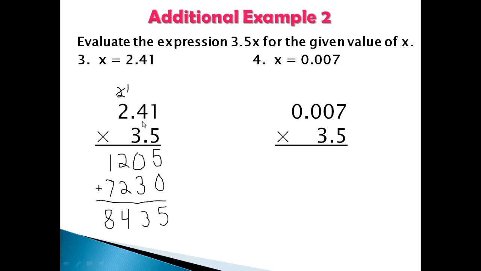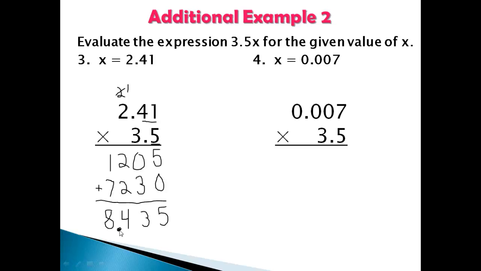We have 2 numbers after our decimal for our first number, and 1 number after the decimal for our second number. So 2 plus 1 is 3. So we're going to move our decimal up 3 places. 1, 2, 3. So it's going to be between the 8 and the 4. So our answer is 8 and 435 thousandths.